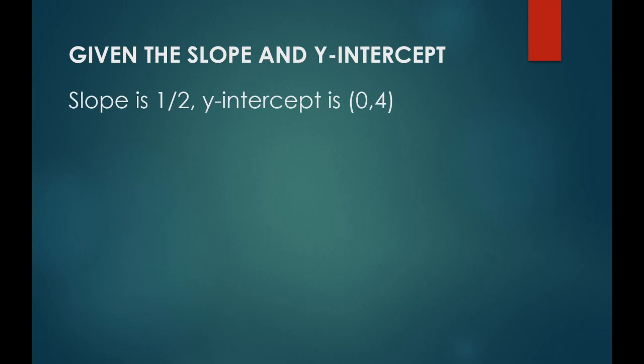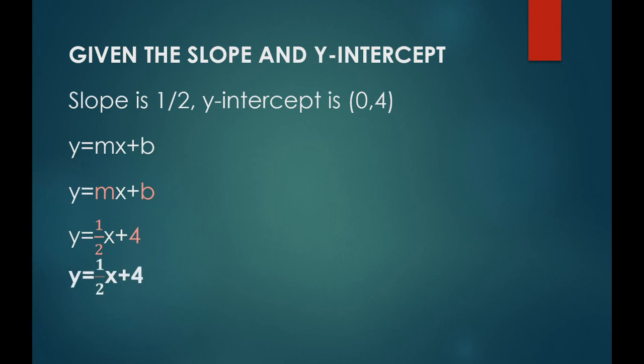What if the slope is 1/2 and the y-intercept is 0, 4? Or just 4? Y equals mx plus b again. Then replace m by 1/2 and replace b by 4. And that's it. That's the equation for that given. Ito yung isa sa mga pinaka-paborito ko kasi ito yung pinakamadali para sa akin.